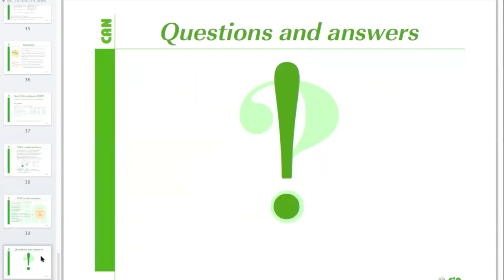So I'm finished for now, and now it will be a good time for asking questions. As I see now, I have some chat information. So the first question was, is CANopen FD supporting 11-bit arbitration or 29-bit arbitration? So you mean, of course, the CAN identifier and CANFD identifier.